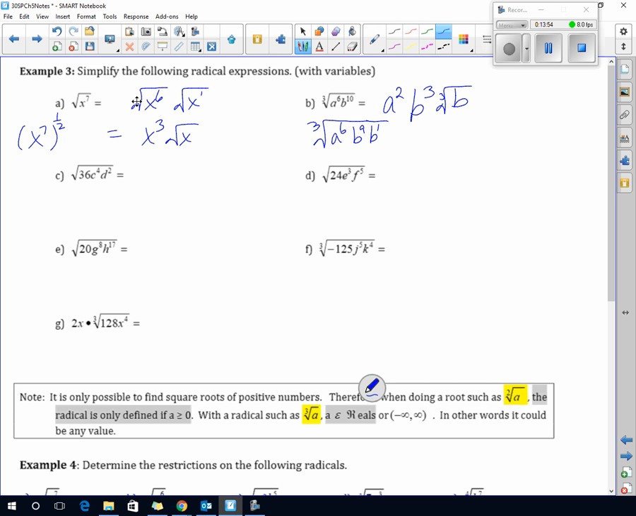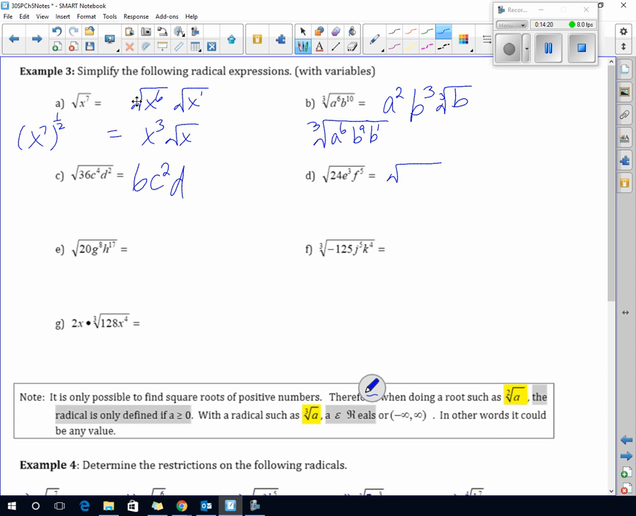6c squared d. Yes? Okay, this is a square root. So if you're having trouble with this, rewrite it as perfect squares first. So what's the perfect square that goes into 24? 4 and 6. Okay. Does everybody see what I did there?